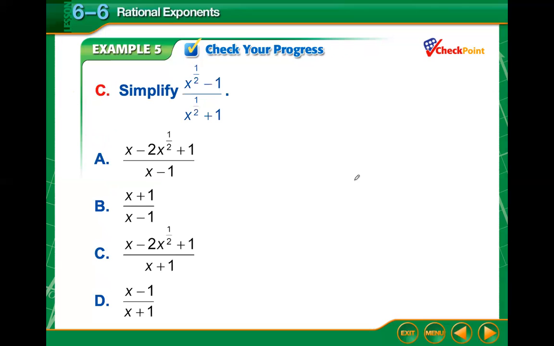And then lastly, go ahead and try this one out. All right, and we should get a.